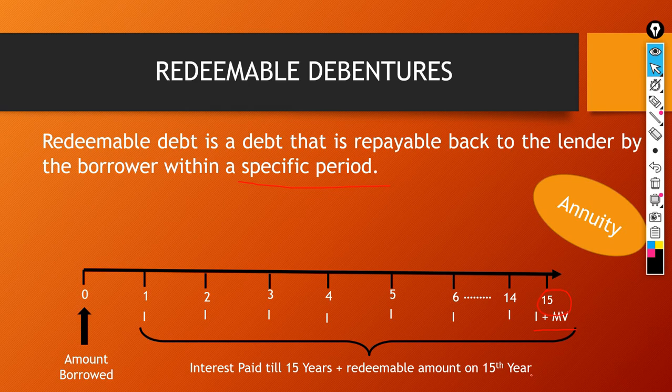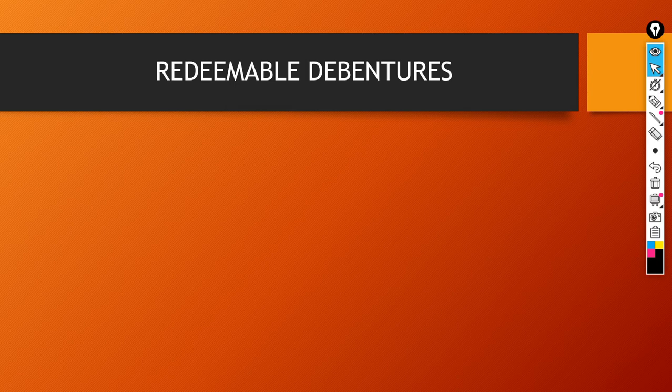And regular cash flows are there. Every year I have to pay the interest irrespective of the profit. So that means this is forming a part of annuity.